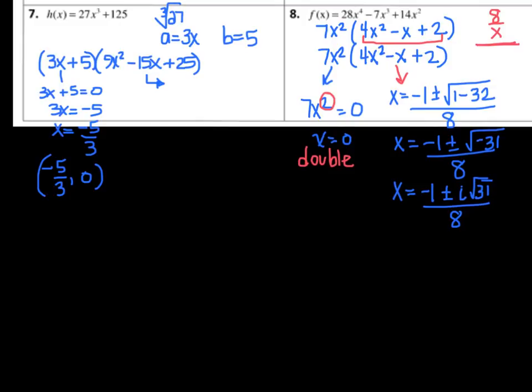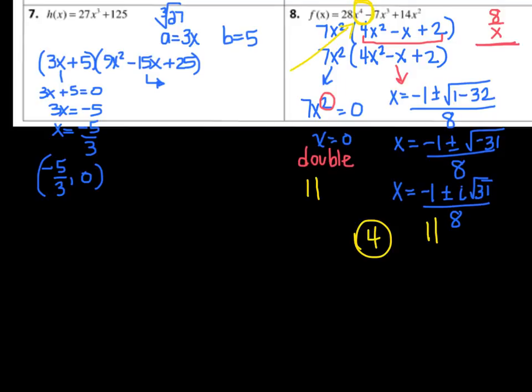Think about that for a minute. In my quadratic, I get negative 1 plus i root 31 over 8 and negative 1 minus i root 31 over 8. There are 2 solutions right here. I know because of the squared, I actually have to count 0 as twice. So there are 2 solutions here and 2 solutions here for a total of 4, just like it says up here.